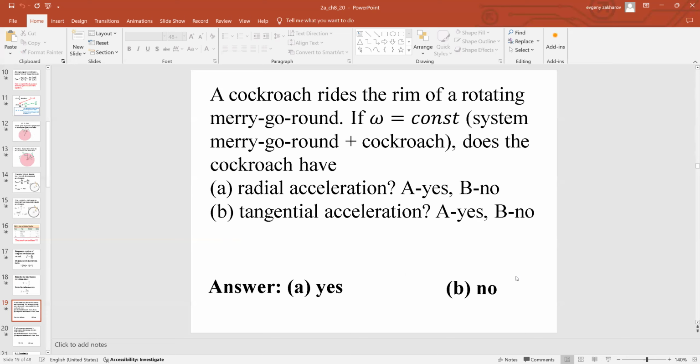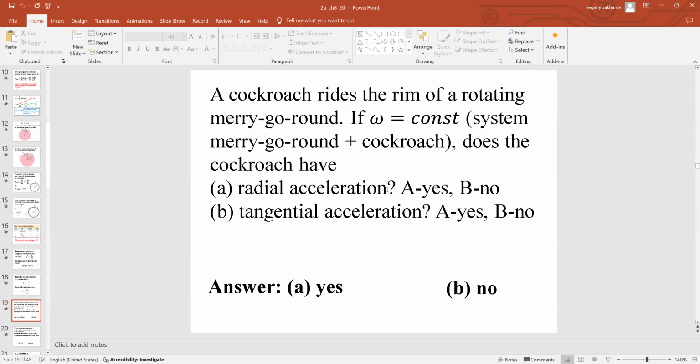Okay, here we go. Cockroach rides the rim of a rotating merry-go-round, so just on the edge of the merry-go-round. And omega is constant. Does the cockroach have radial acceleration? Okay, for radial, it's along the radius. It's your centripetal acceleration if you're confused on the terms. Remember, we have tangential acceleration, and you call it linear acceleration, and then you have radial acceleration, and that's what we call centripetal. So radial means centripetal, tangential means linear.